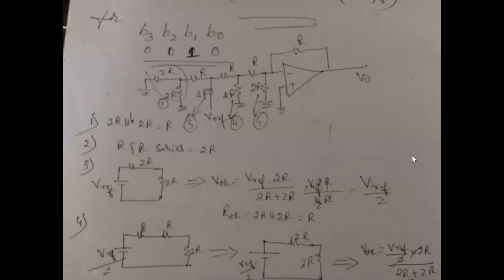In this class, we will discuss the case where B1 is high. When B1 is high, what output do we obtain? So, which is B1 here? This is B1. This is B3, B2, B1, and B0. For B1 as high, what is the output we will obtain? We will see in this class.